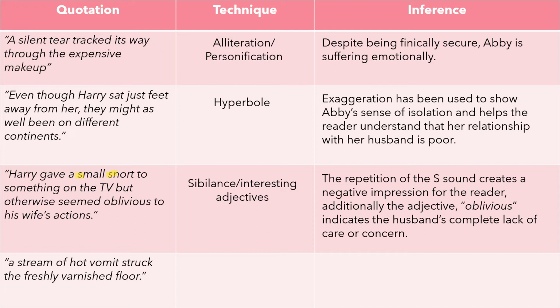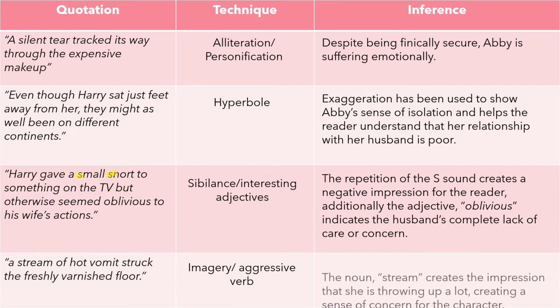The final one then. A stream of hot vomit struck the freshly varnished floor. So from this one we have imagery. Imagery is anything that helps create a picture in the reader's mind. We can see there that that's going to be quite an aggressive image for the reader. And we also have the aggressive verb as well.